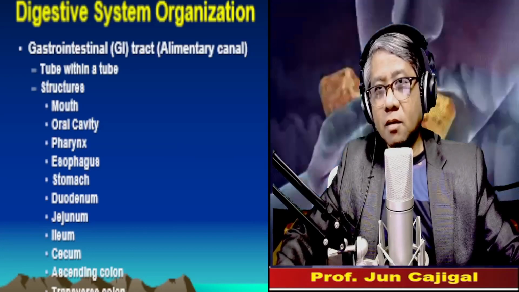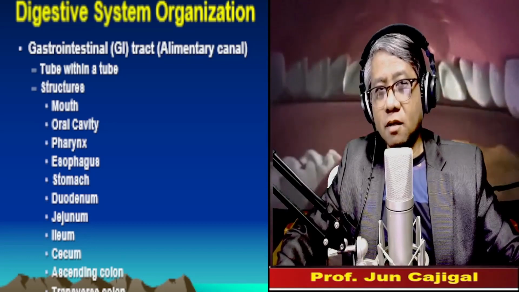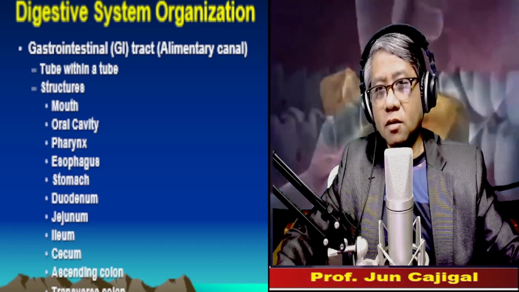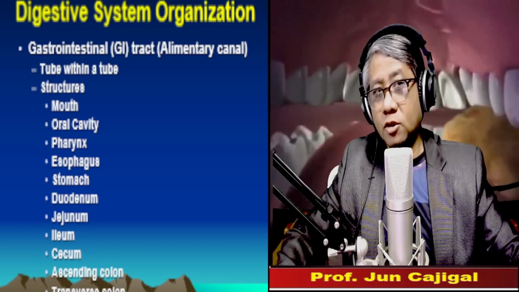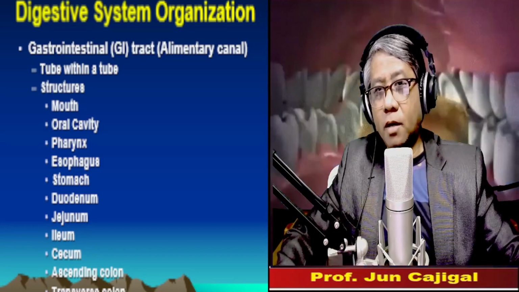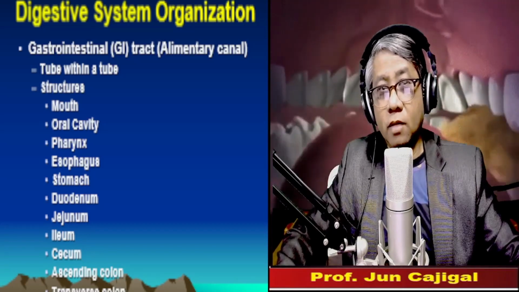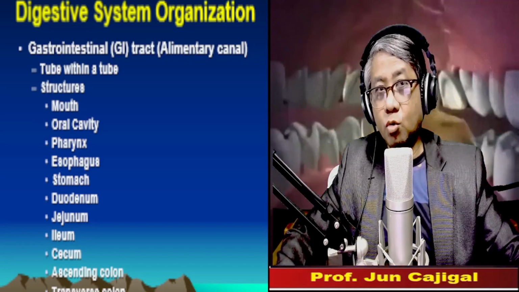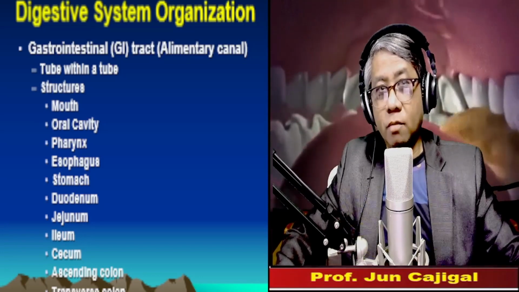The alimentary canal, or the GI tract or gastrointestinal tract, is best described as a tube within a tube. What do we mean by this tube within a tube body plan? Most animals have a body plan best described as a tube within a tube, like our digestive system. This plan calls for two openings. One for food to enter the body, and that's through the mouth.